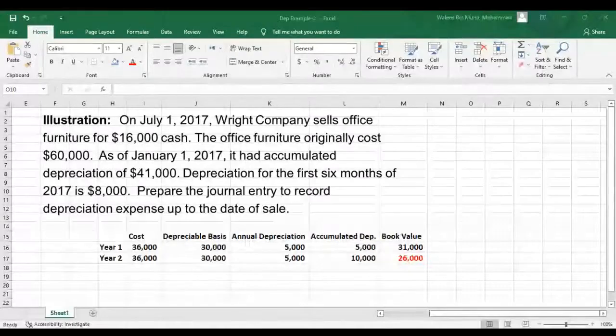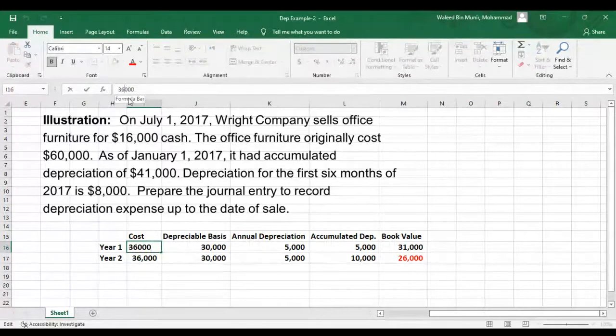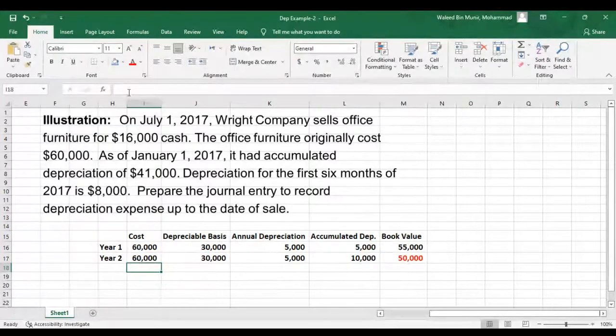Please look at this example, the same one I'm just trying to explain. I just put it here. On July 1, 2017, the Wright Company sells office furniture for 16,000. Office furniture originally cost 60,000. If I have to calculate my depreciation, like what we used to calculate before, 60,000. Let me make some calculation. As of January 2017, accumulated depreciation was given in this question.